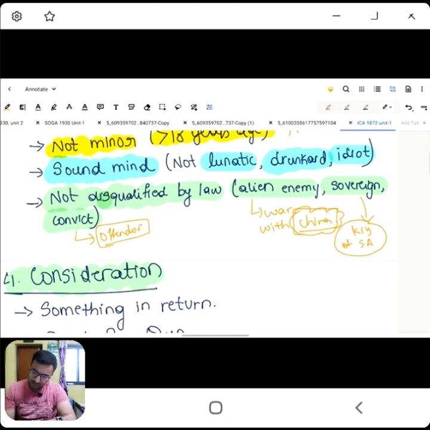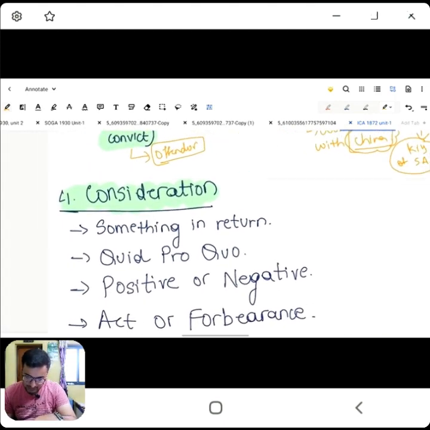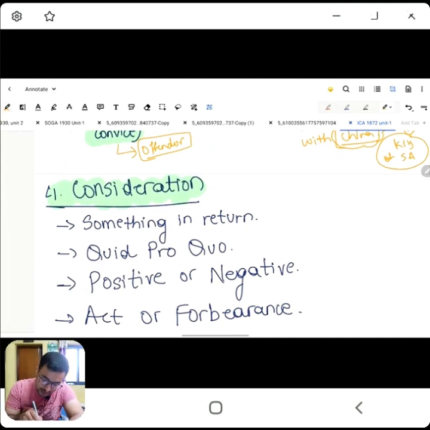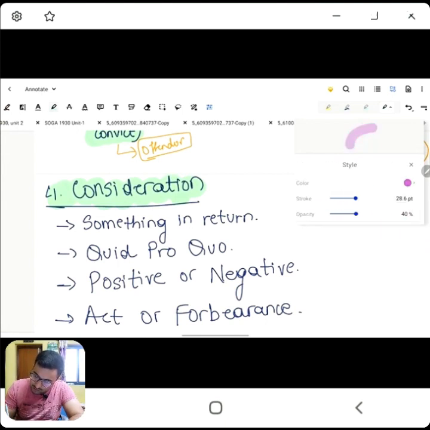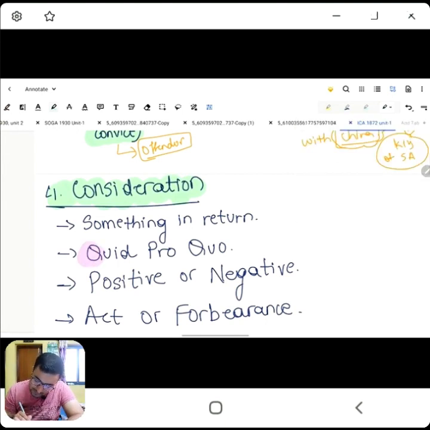Okay, no problem. Fourth condition is about consideration. What is consideration? Like I already mentioned to you, consideration means quid pro quo. I already told you that whenever we enter into contracts, there will always be situations of reciprocal promises. I do something for you, you do something for me in return. This return of promises, what we are doing, is what we call consideration, right? That is something in return.